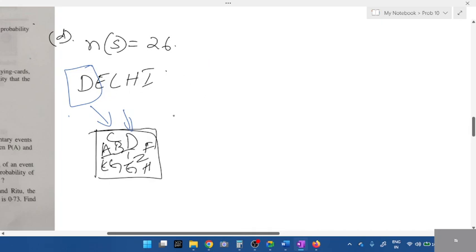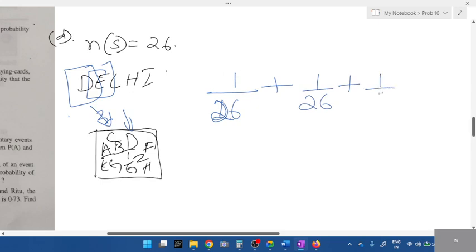So D, students, how many times when you took 1? For D it is 1 by 26. Next time you're trying to take E, students, you got E. So what's the probability for E? 1 by 26. What is the probability for L? So when there are multiple letters like this, if for example, in the entire alphabet, students, what is the probability of picking P? Just only one alphabet, right? What's the answer? 1 by 26.